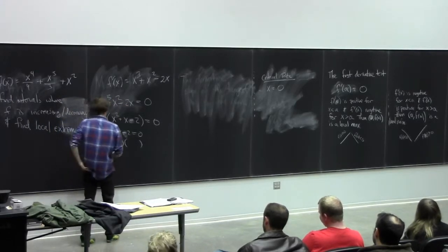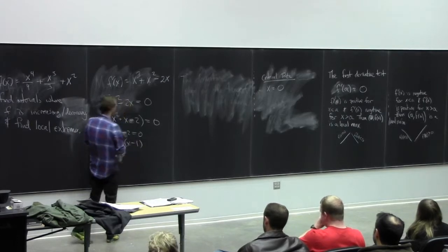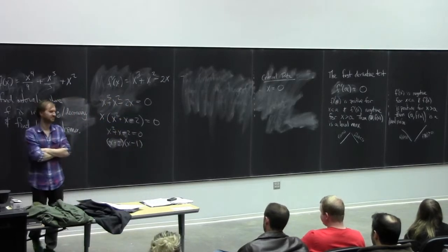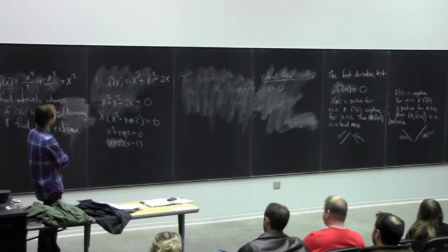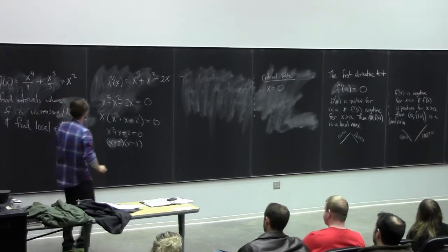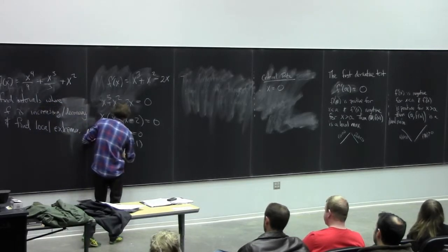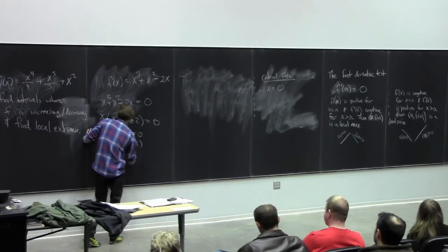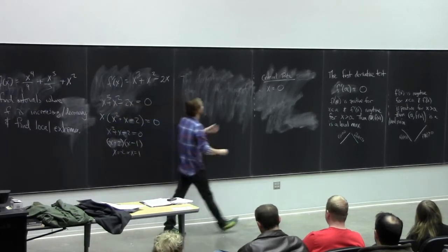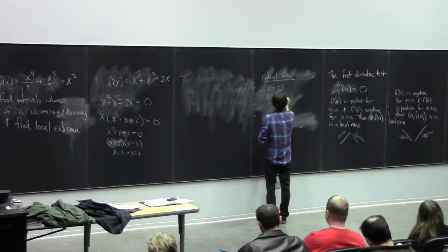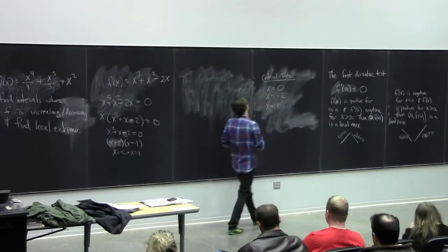She says it's going to be x plus 2 times x minus 1, right? All right. So x is equal to minus 2, or x is equal to 1. And so my other critical points are x equals minus 2 or x equals 1.